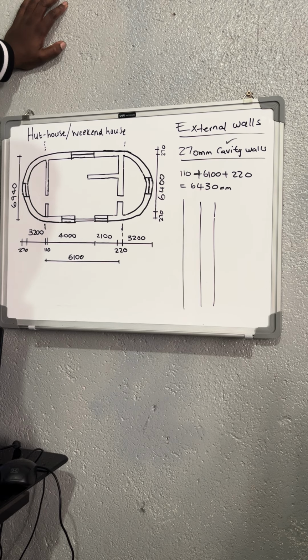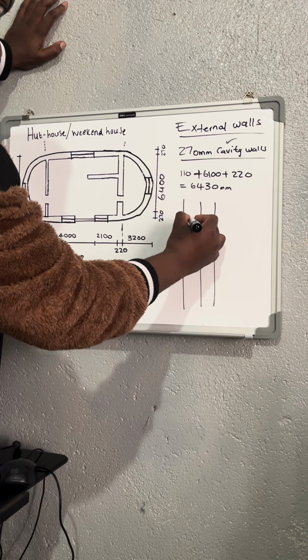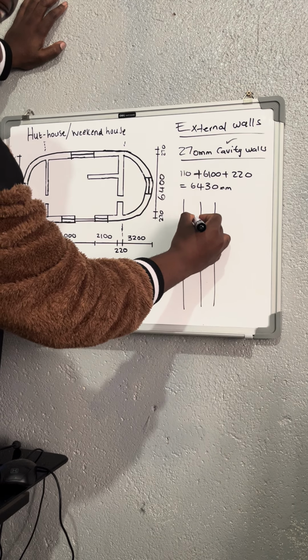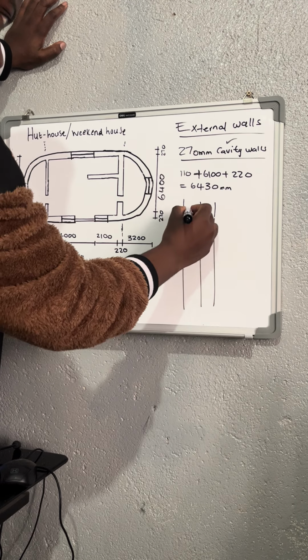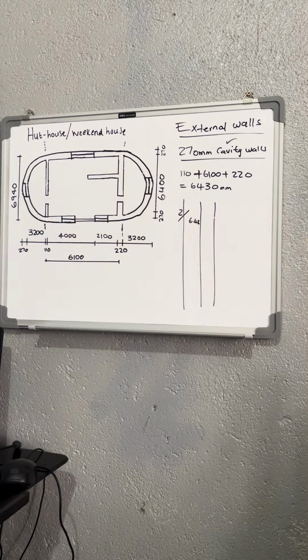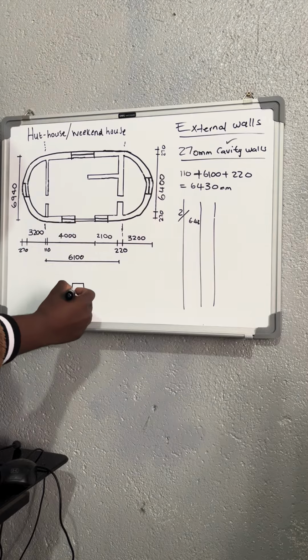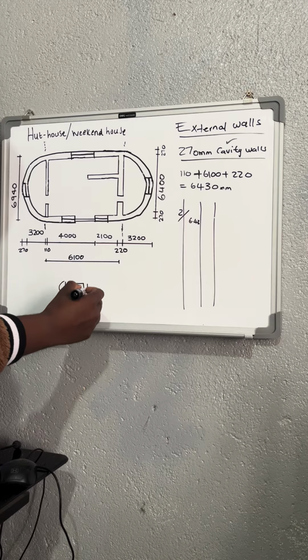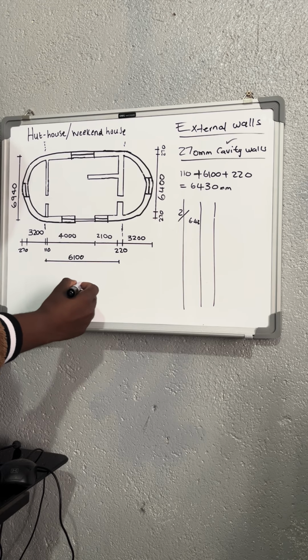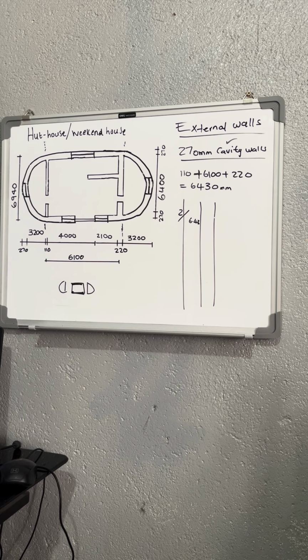Then you will write here that you have your 6.43 multiplied by 2. Why do I multiply by 2? I'm multiplying it by 2 because I have these two sides, as I said. And remember, we're still doing the external walls. So I have 1, 2. You see? So you're basically going to be having something like that.